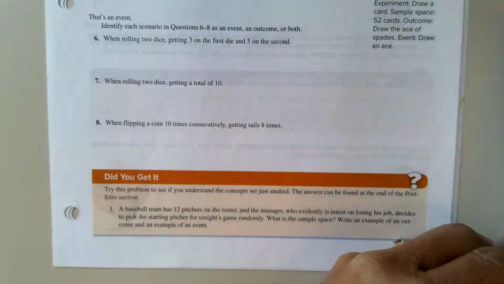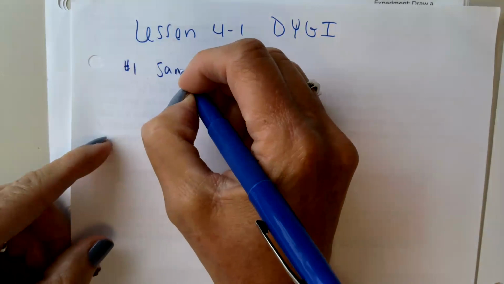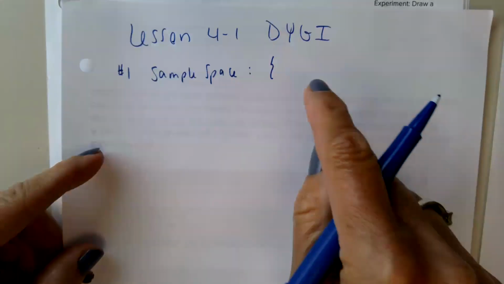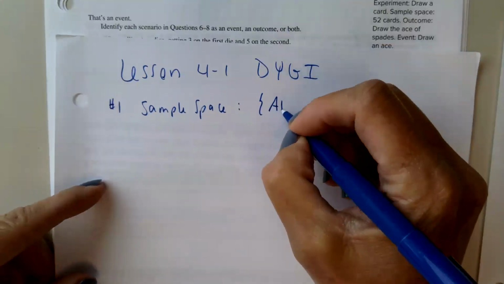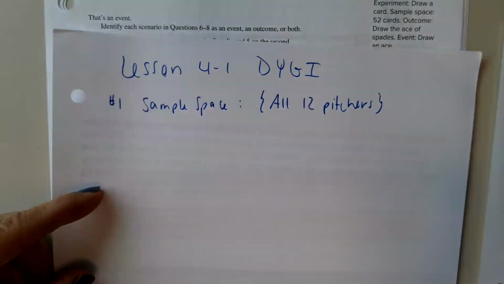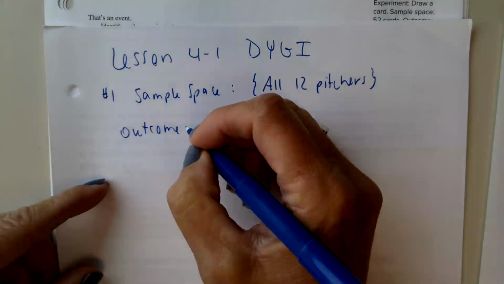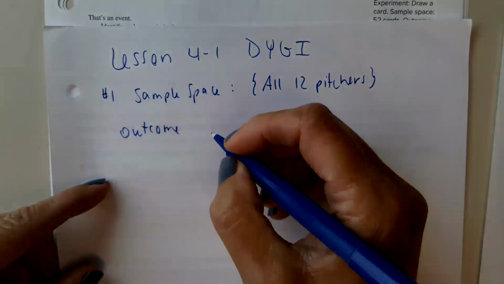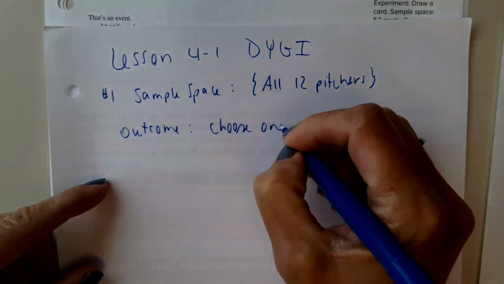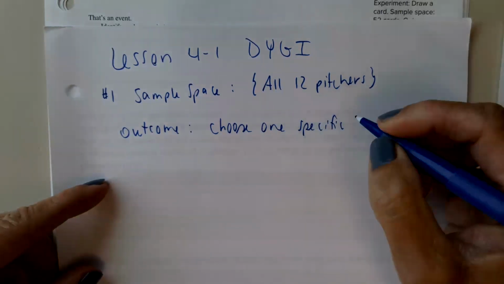So, the sample space, usually we would list them in brackets. Well, it would be all 12 pitchers. Now, if we had their names, we would list them here. And then an example of an outcome would be if you choose one specific pitcher, because an outcome is the result of one trial.